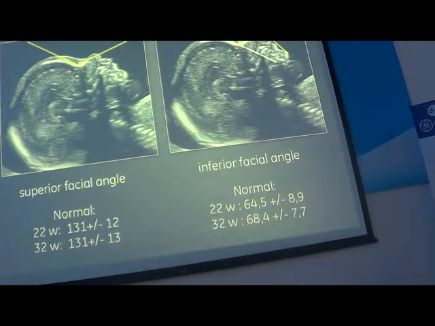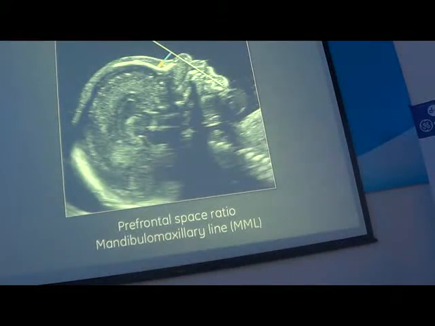On the face, we can do measurements. We can measure different angles, but you will not use it for the screening examination. It's only when you suspect something. These are the areas of the face that we have to scan. This one is easier to use. It's the mandibulo-maxillary line.